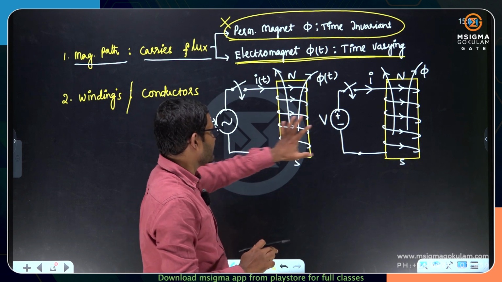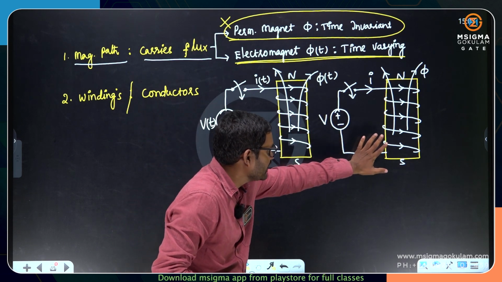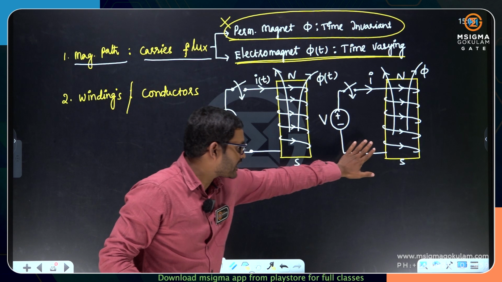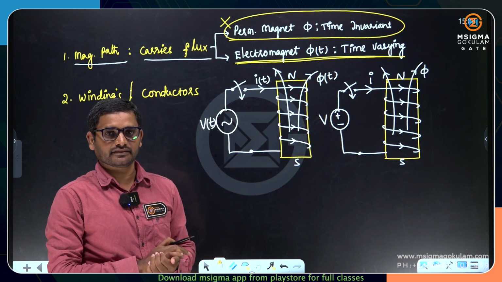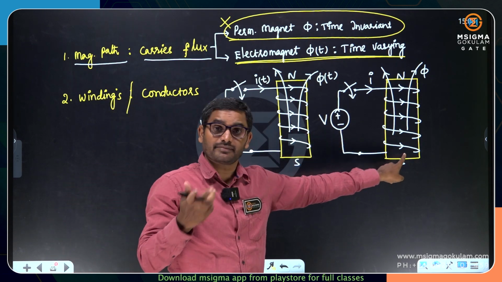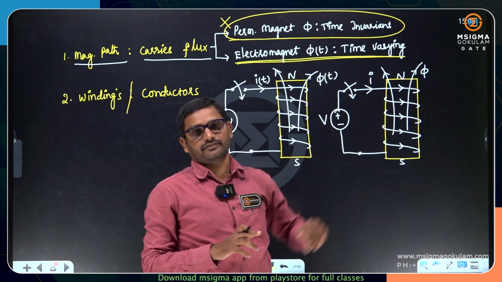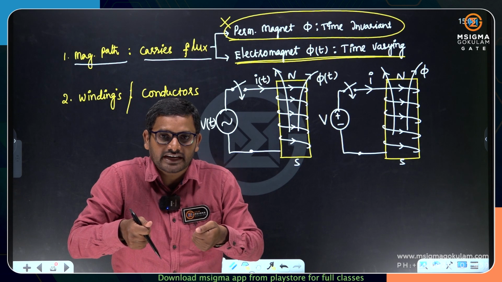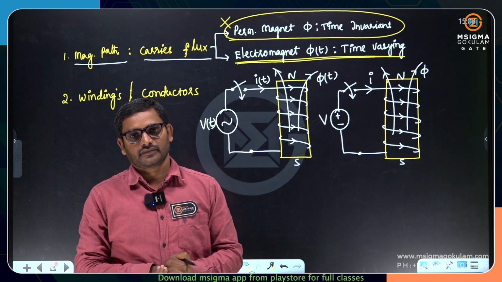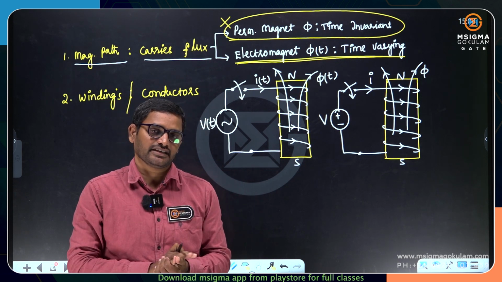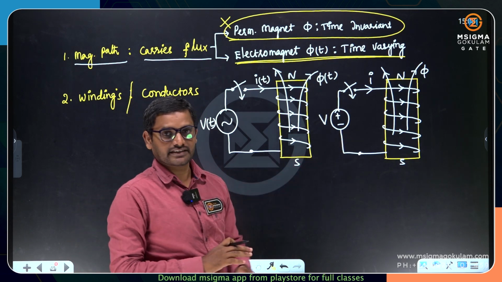Okay, you can have a time invariant magnetic field and a time varying magnetic field. This is different from a permanent magnet again. In the permanent magnet we don't use winding. We don't need an excitation. A permanent magnet doesn't need an excitation. Here we need an excitation.